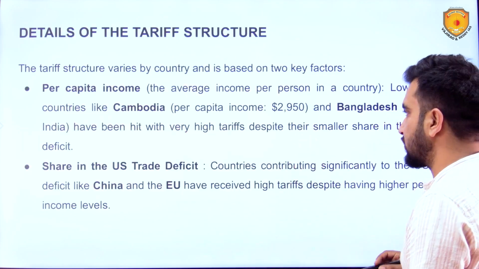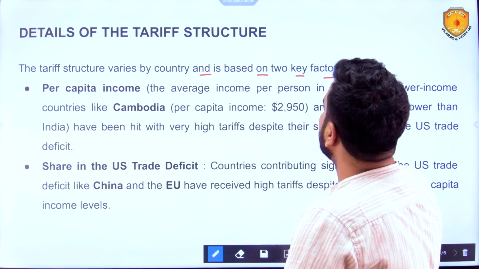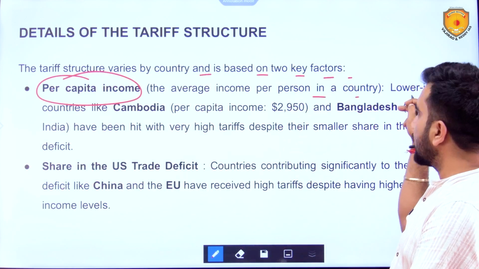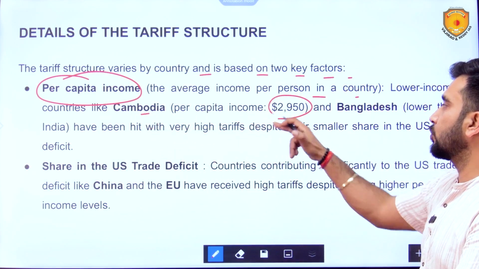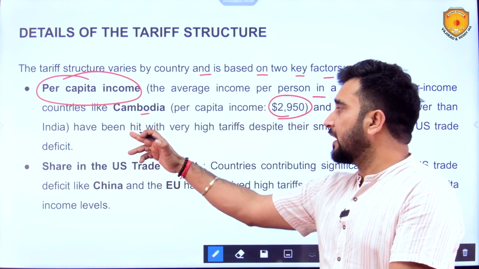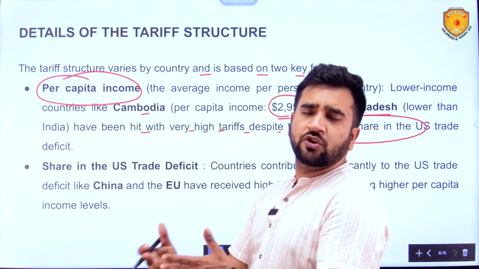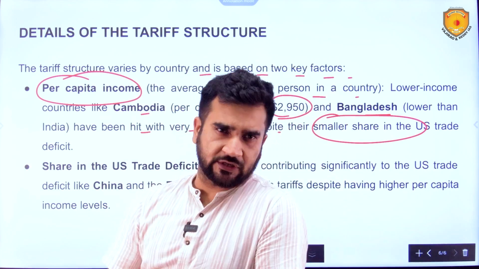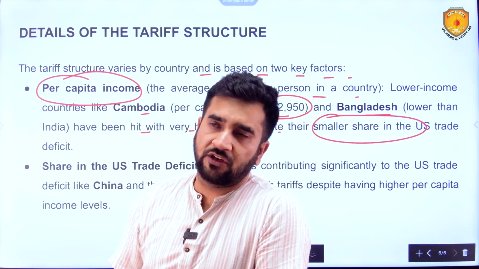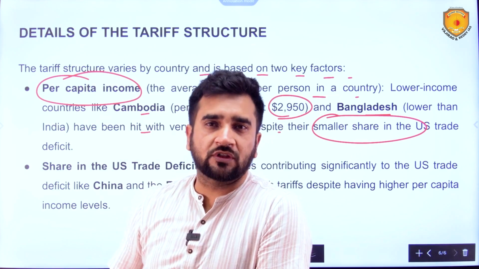Now, details of the tariff structure. There are two key features which have been taken into account. It varies by country and is based on two key factors. First is the per capita income of that country, the average income per person in a country. Lower income countries like Cambodia, per capita income $2,950, and Bangladesh, the per capita income of Bangladesh is also lower than India. They have been hit with very high tariffs despite their smaller share in the US trade deficit. Their share in the US trade deficit is only 1% or 0.5%, but the goods or items coming from these countries into the US will be facing retaliatory tariffs. It is not too much considering the per capita situation.